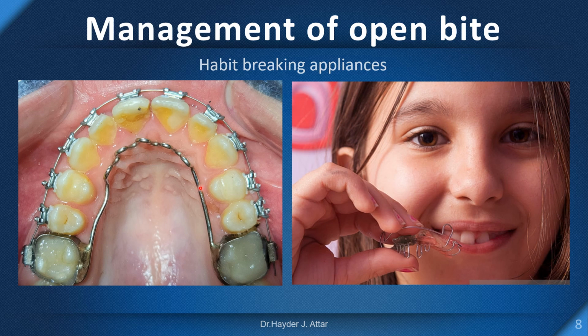The tongue grip can also be used as a habit breaker, preventing the thumb from reaching the palate, eliminating the causative factor or breaking the habit of the child or the patient. In this case, when the habit is broken by the tongue grip or habit breaker, the patient can correct spontaneously without needing any mechanics for correction of the dental open bite.